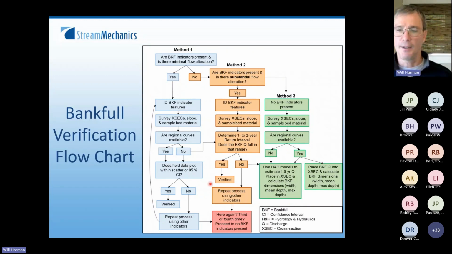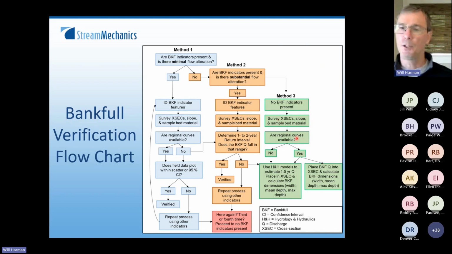And kind of here, if you go round and round with this and it's not working, then that kicks you to method 3, which is basically you don't have any Bankfull indicators present. But note with method 3 that you've already worked through method 1 and method 2. You can't just not go to the field and say that you don't have Bankfull indicators. So from here, you still have to have cross sections and take your slope measurement and your bed material.